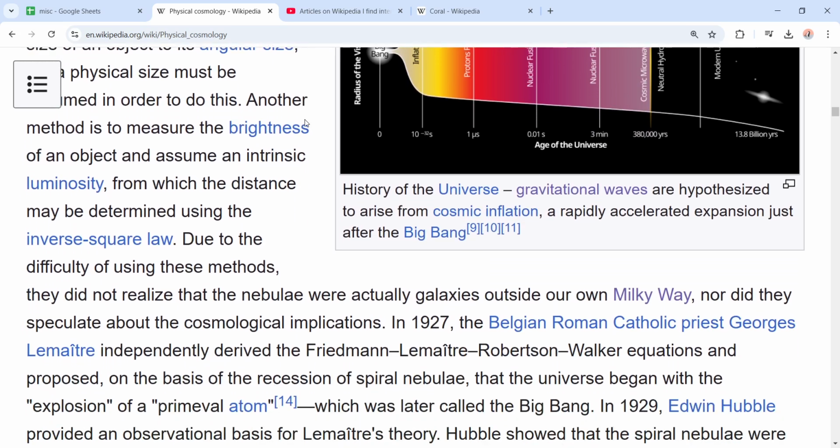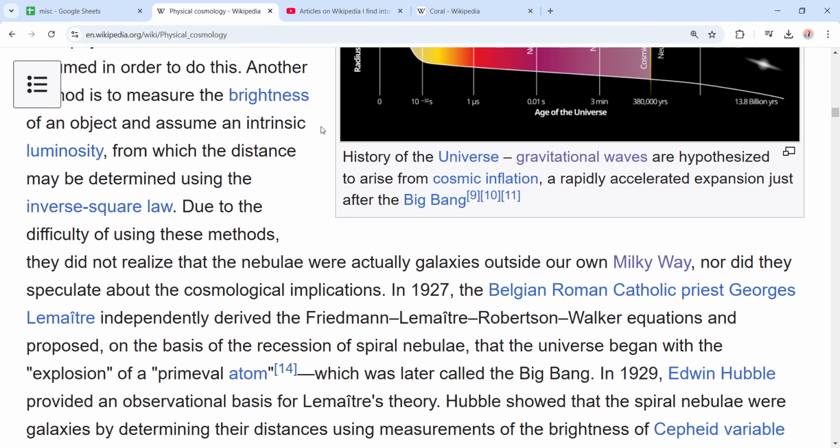Another method is to measure the brightness of an object and assume an intrinsic luminosity, from which the distance may be determined using the inverse square law.